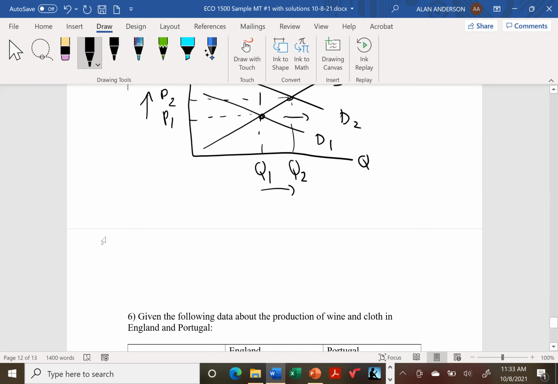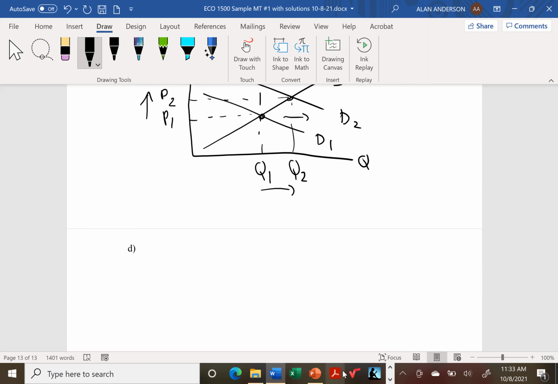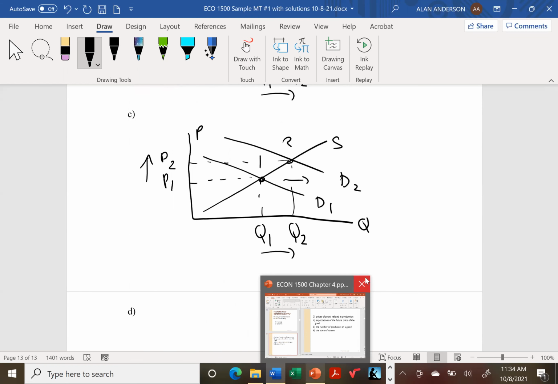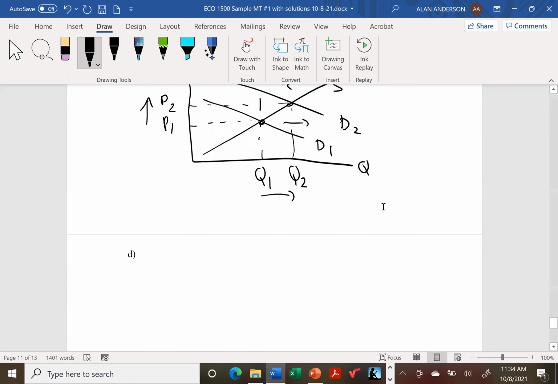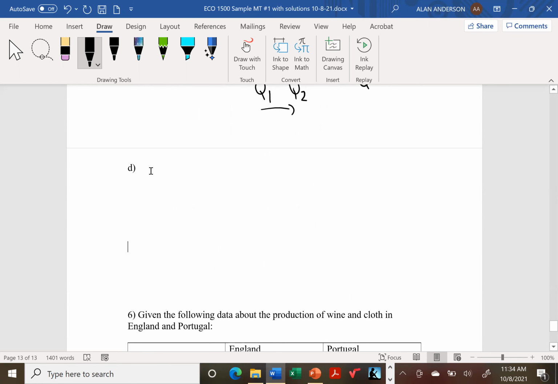And D is the case where there's an increase in the price of a complement in production. We have to think about that one. So remember what that means. Complements in production are produced with the same process.